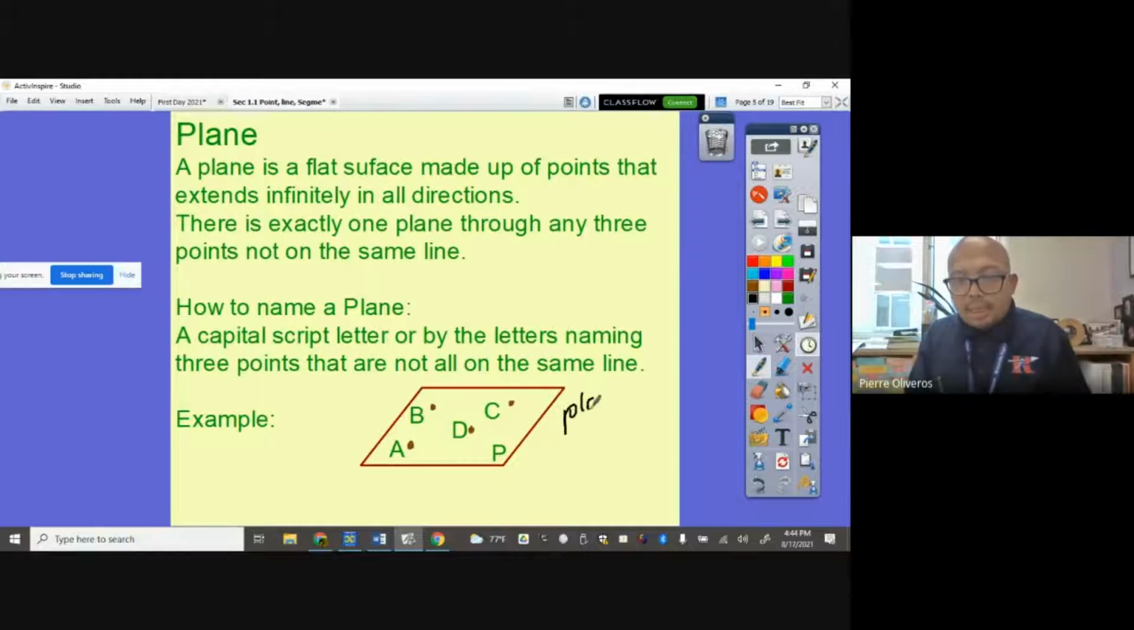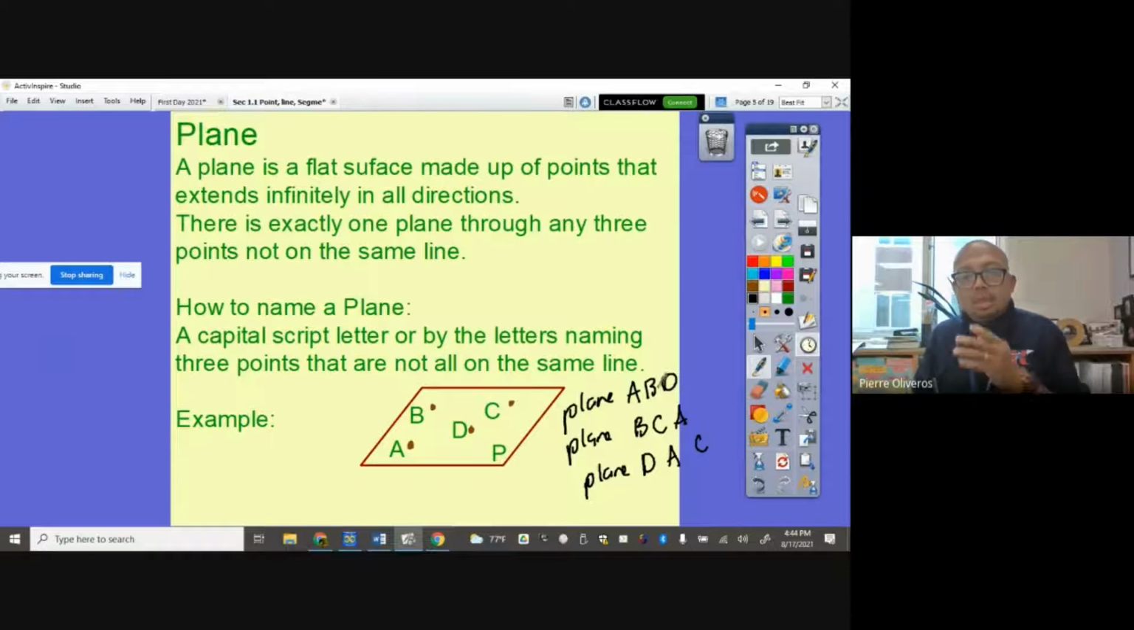I can say plane ABD, or I can jumble the letters here. I can say BDA, or I can say plane DAC. Okay, whatever. As long as there are 3 non-collinear points on the plane, you can use that one. Okay, if I have an uppercase script letter here, I can name it plane P.